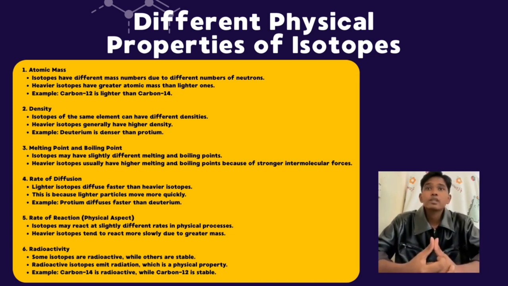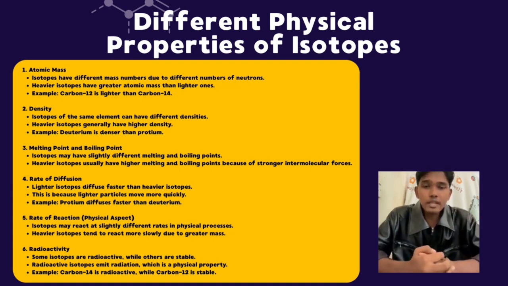Number 4, rate of diffusion. Lighter isotopes diffuse faster than heavier isotopes. This is because lighter particles move more quickly. The example, protium diffuses faster than deuterium. Number 5, rate of reaction, the physical aspect. Isotopes may react at slightly different rates in physical processes. Heavier isotopes tend to react more slowly due to greater mass.